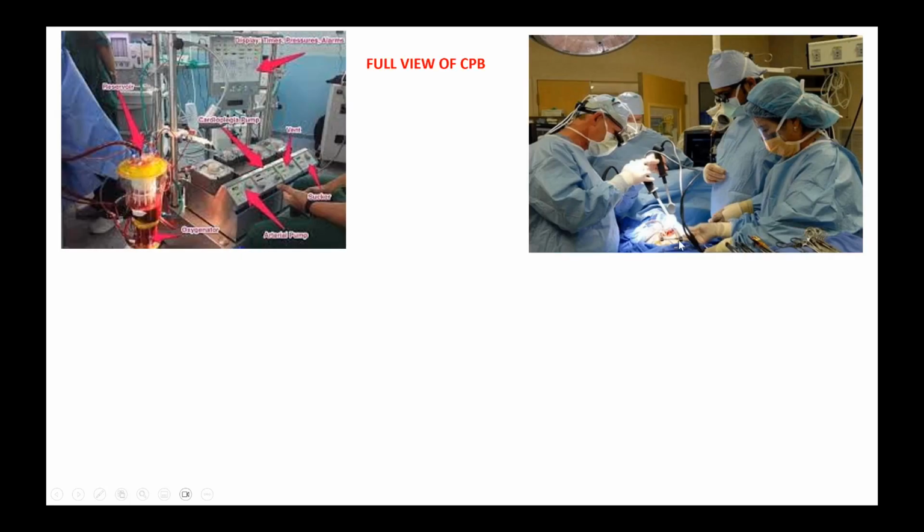And can anyone of you say what is being done here? Surgeon is holding something like a spoon here. Can you see this picture? Is it clear? Yes, sir. Defibrillator. So he is doing the internal defibrillation.